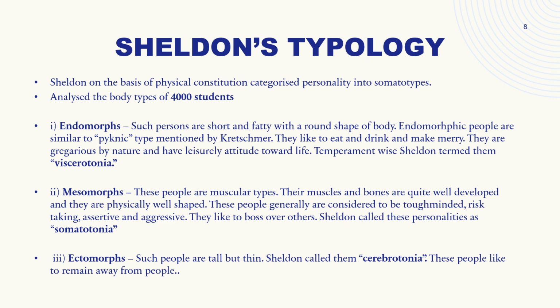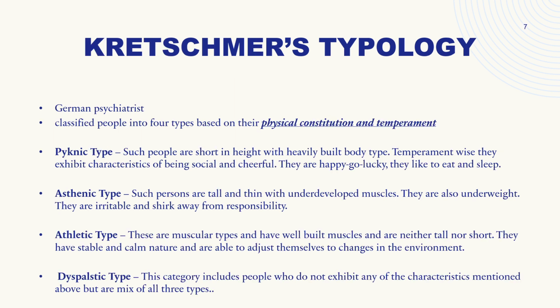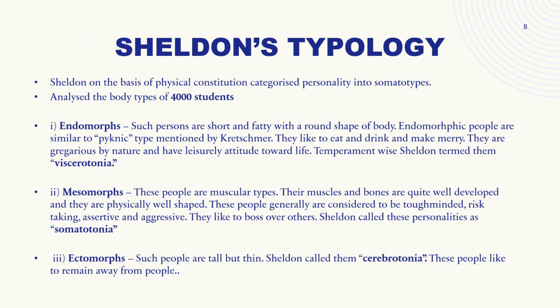Endomorphs are the people similar to the classification given by Kretschmer under the category of picnic. That is rounded body, they are short and fatty. Endomorphic people are similar to picnic type. They like to eat and drink and make merry. They are gregarious by nature. They have a leisurely attitude towards life. Temperament-wise, Sheldon termed them as visceratonia. Endomorphs have visceratonia.